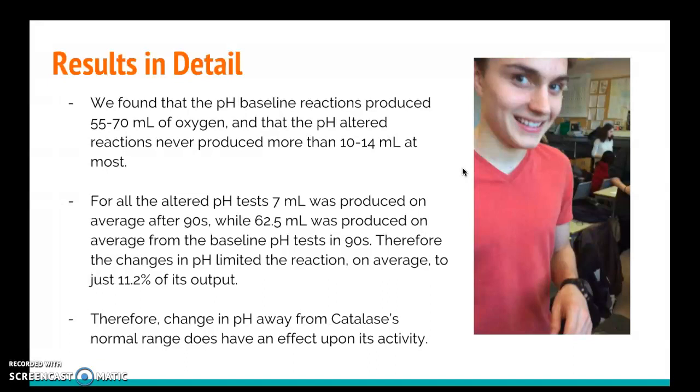Results in detail. We found that pH baseline reactions produced 55 to 70 milliliters of oxygen, and that the pH altered reactions never produced more than 10 to 14 milliliters at most. For all the altered pH tests, 7 milliliters was produced on average after 90 seconds, while 62.5 milliliters was produced on average from the baseline pH test in the 90s. Therefore, the change in pH limited the reaction on average to just 11.2% of its output. Therefore, a change in pH away from catalase's normal range does have an effect upon its activity.